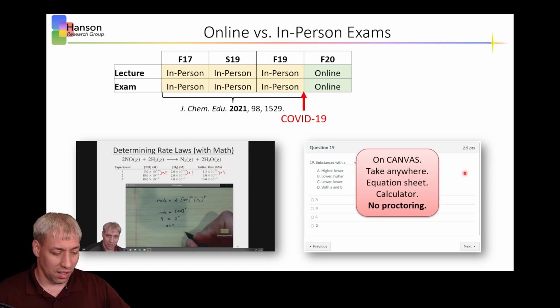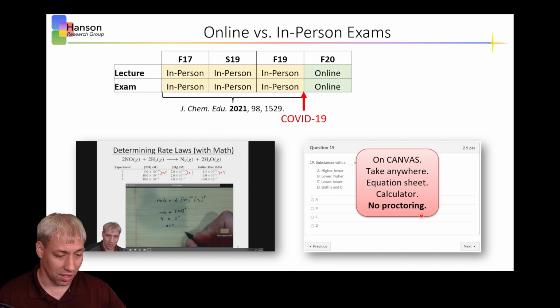We decided our testing strategy was going to be that students take the exam on Canvas. They can take it anywhere. They don't have to be in a specific place to take it. They can take it from home. They have an equation sheet and calculator just like previous exams. But one of the big things we chose to do is no proctoring on this exam.